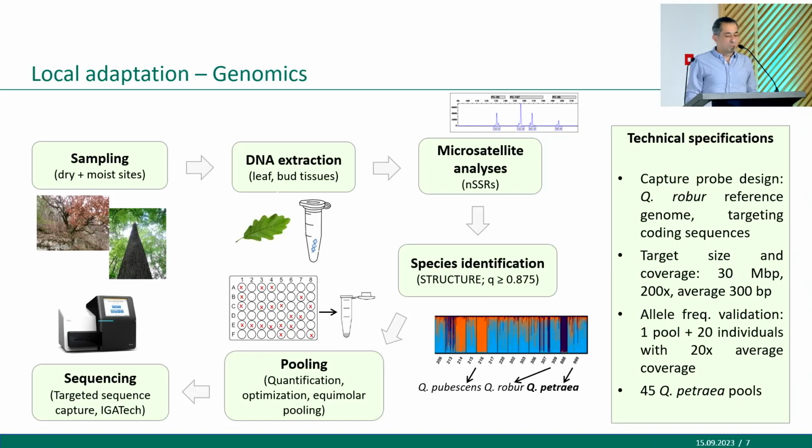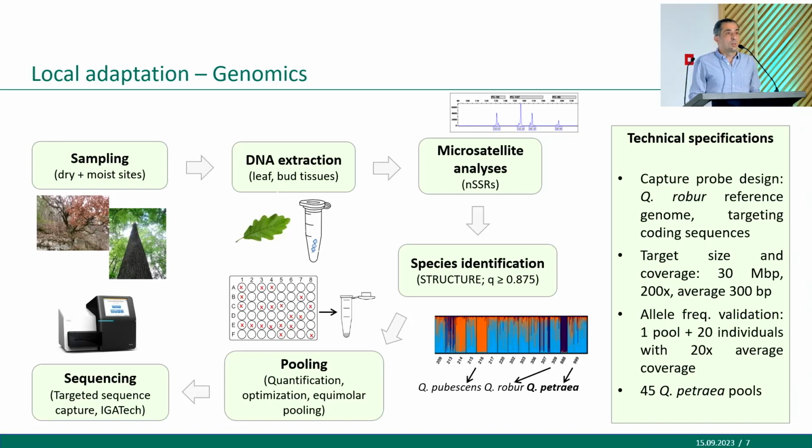The Quercus robur reference genome was used, and we targeted all protein coding sequences. The total target size was 30 megabase pairs, and we had an average coverage of 200 times and an average read length of 300 base pairs.